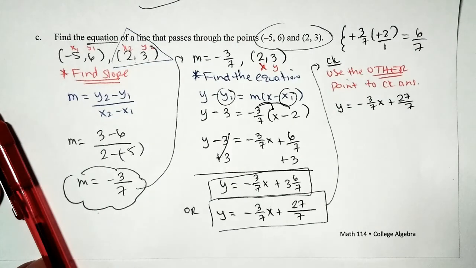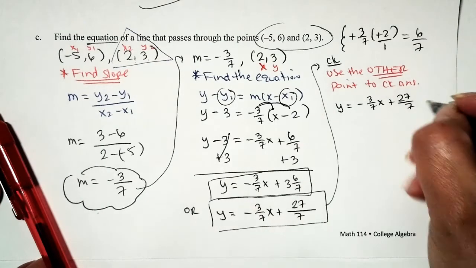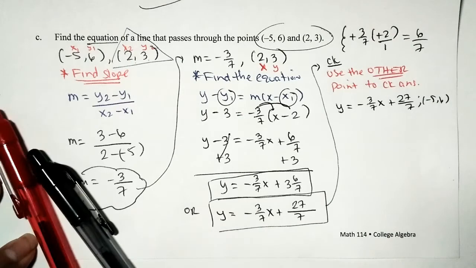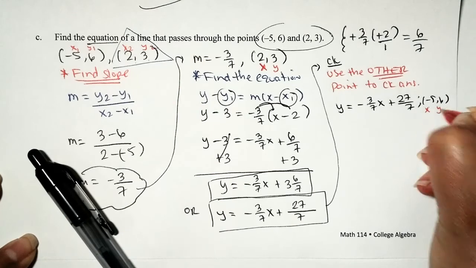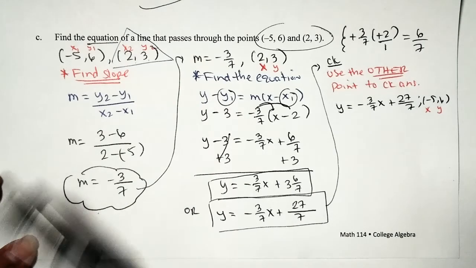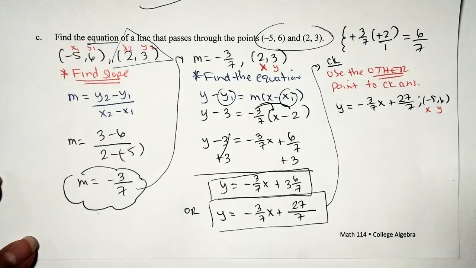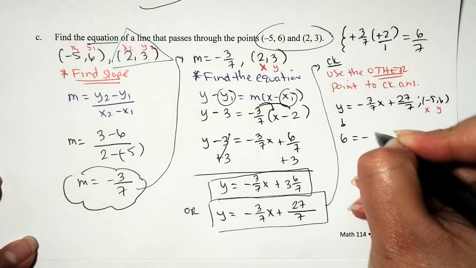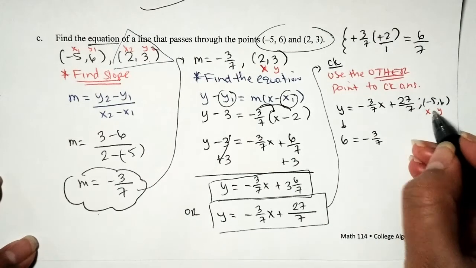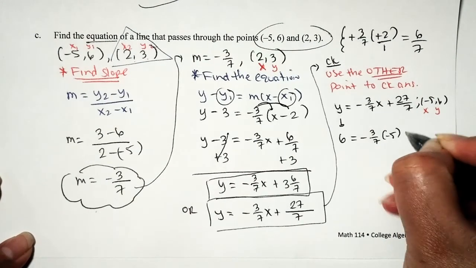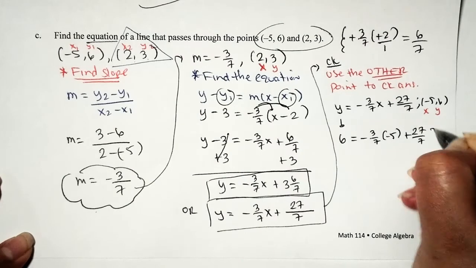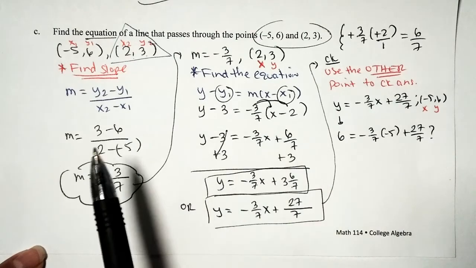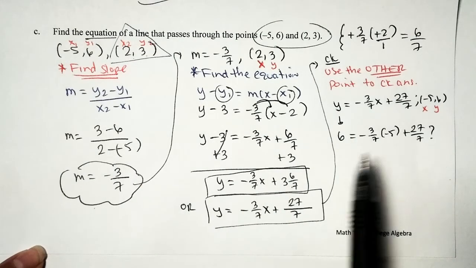So let's check. What was the other point? Negative 5, positive 6. I'm going to pretend you can read that. I want to know, is negative 5, 6 a solution of the equation? And it has to be, because this is our answer. So we have y, which is 6, equals negative 3/7 times x, where x is negative 5, plus 27/7. I want to know, does the left side equal the right side? I don't think we made a mistake, so we're just doing this for confirmation.